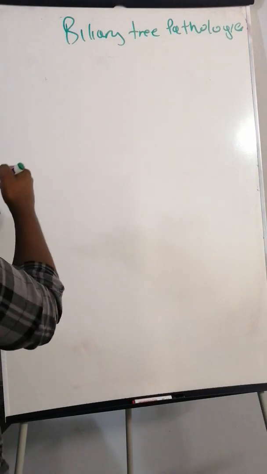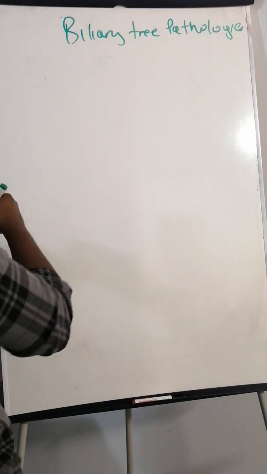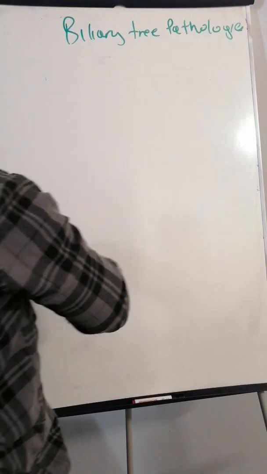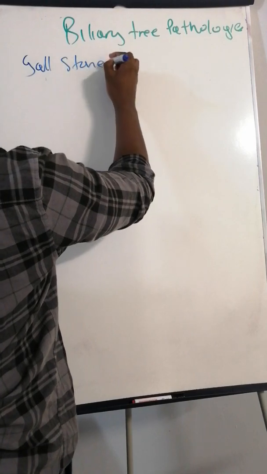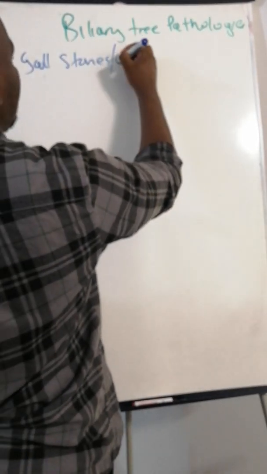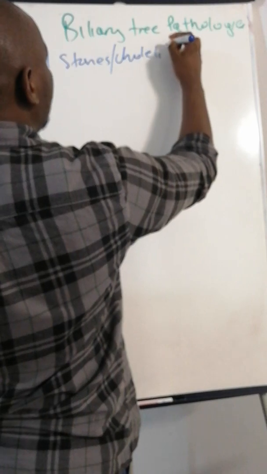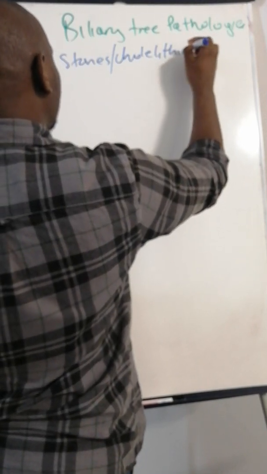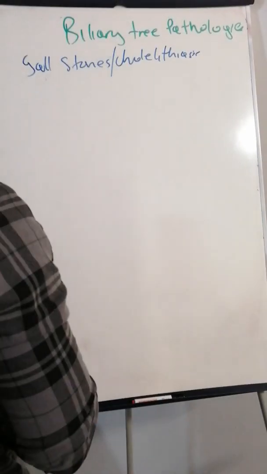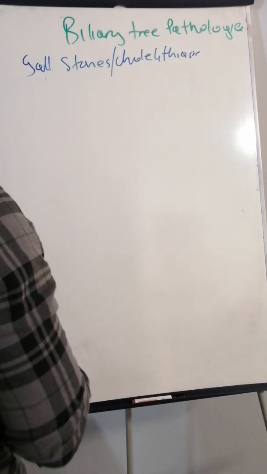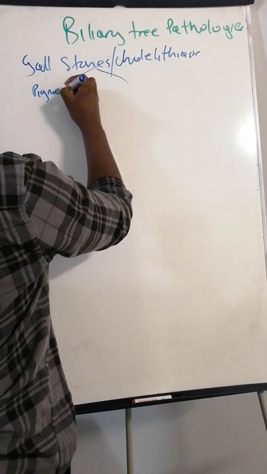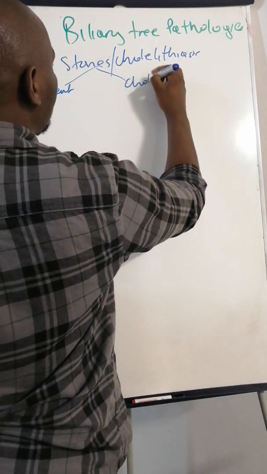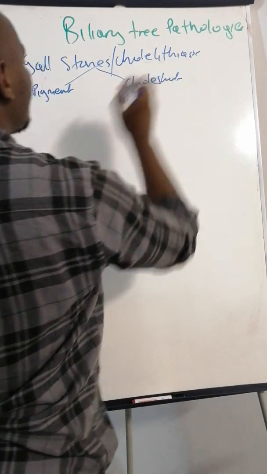Okay, so what we're going to talk about now is gallstones. If you want to be fancy, cholelithiasis, then you are fancy. Okay, so there are two types of stones, right? We've got pigmented or pigment stones. We've got cholesterol stones.